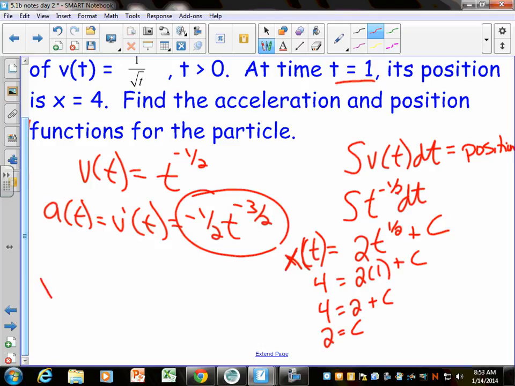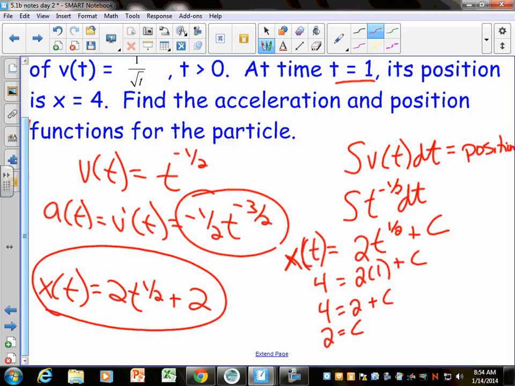So I can say that the position function is 2t to the 1/2 plus 2. Because this right here, they tell me that time equals 1, so I plug in 1 for time. I just kind of didn't write that, because 1 to the 1/2 power is still 1, right? Because that's just the square root of 1. X to the 1/2 is the same as the square root of X, so when you have 1 to the 1/2 power, it's still just one. Okay? So I just kind of left that out because I just did it in my head, I guess.